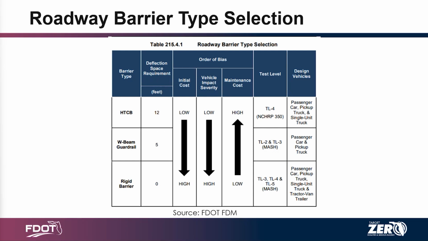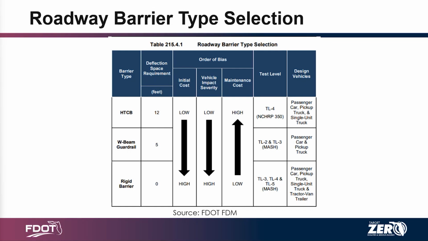But what Nathan mentioned, there's a lot of different things you want to consider when you decide what roadway barrier type you should be selecting for your roadway, for your project. That high tension cable barrier on top, followed by W-beam guardrail, and then a rigid barrier. The main thing you want to consider is the design criteria and the deflection space requirements. So a high tension cable barrier will deflect by 12 feet. A guardrail would deflect by 5, and then your concrete barrier doesn't deflect at all.